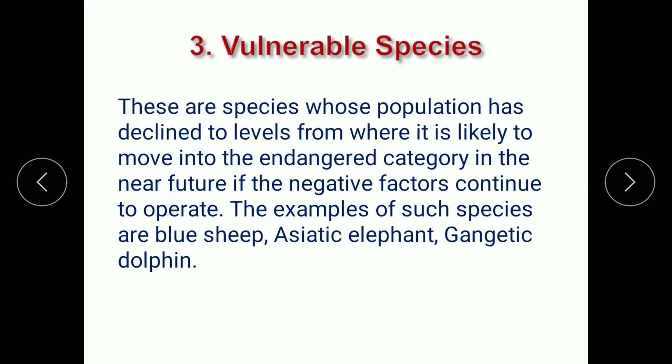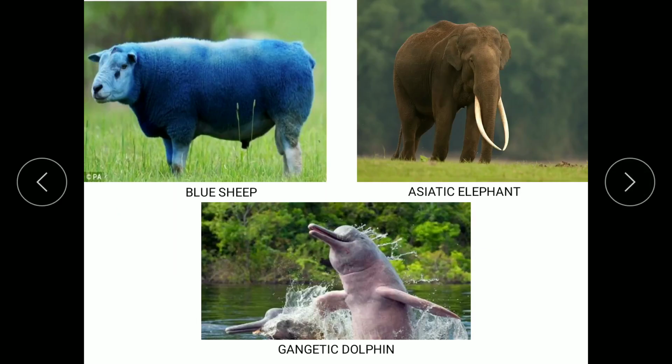The third one is vulnerable species. They are subjected to threat. These are the species whose population has declined to a level from where they are likely to move to the endangered category. Already they are moving toward the endangered category. If we do not check them now, and negative factors continue, then one day they will become extinct. Examples are the Asiatic elephant and the Gangetic dolphin. These are the pictures of these.